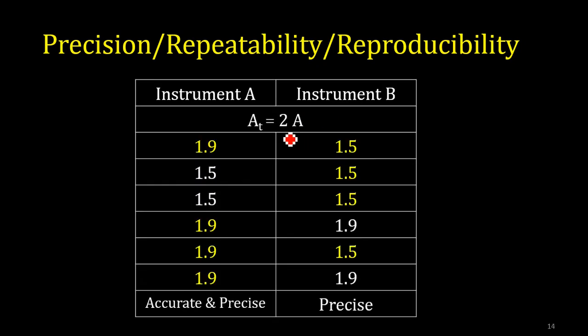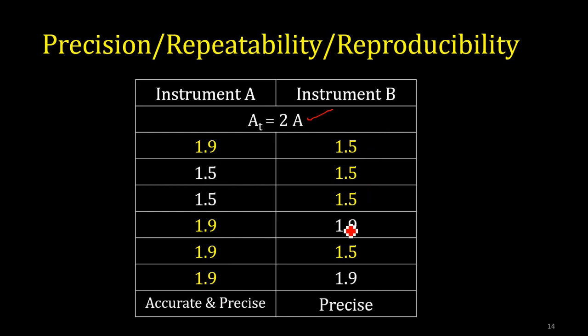Now we'll have a quick comparison. You have two instruments, A and B. The true or expected value is 2 ampere, and instrument A has 6 readings. Out of the 6 readings, 4 show 1.9, which is close to the true value. So you can say that your instrument is somewhat accurate and precise because it indicates 1.9 four times. So it is precise as well as accurate.